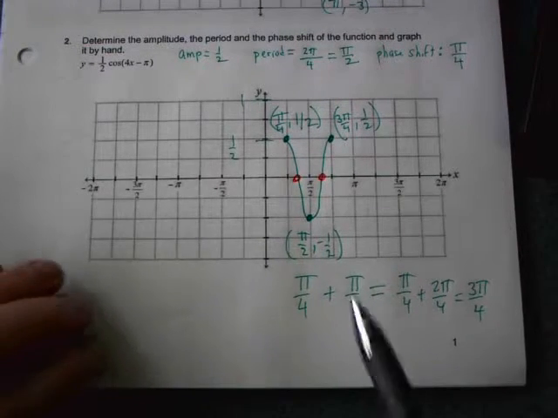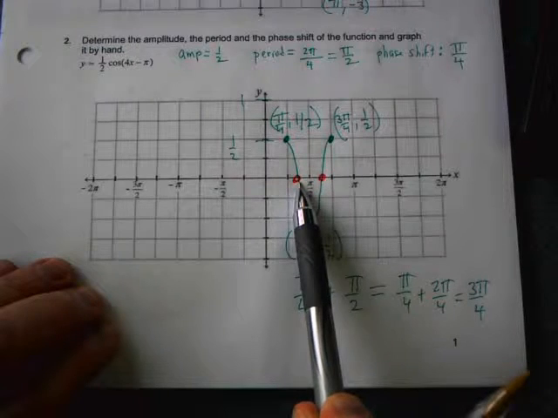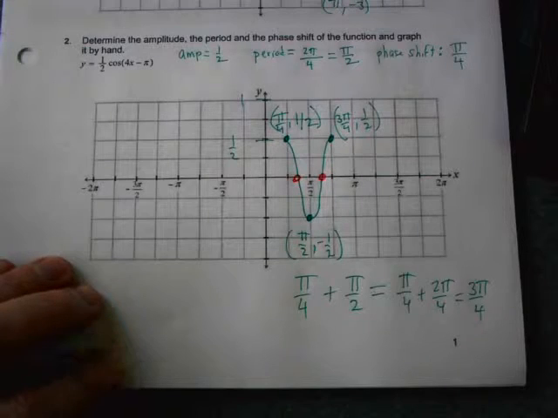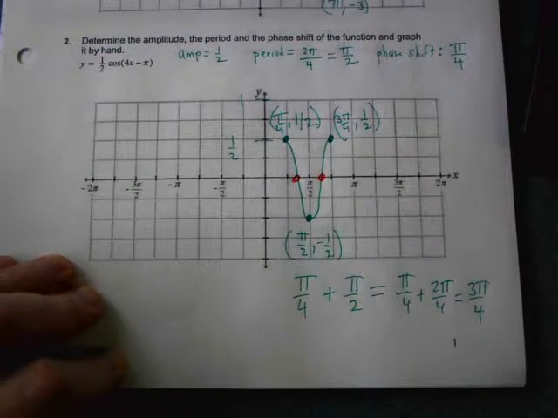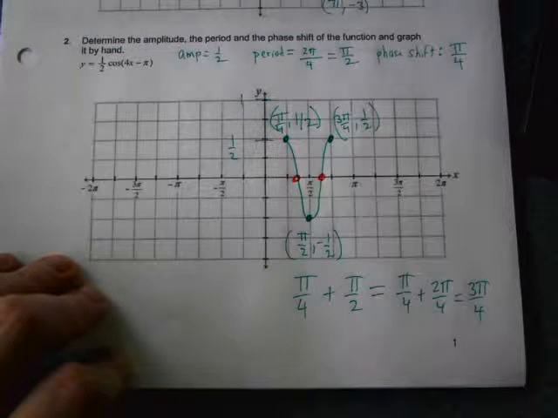Okay. Where is this intercept right here? Pi over 3. And how did you get pi over 3? It's in between pi over 4 and pi over 2, and I agree that pi over 3 is in between. But I don't think pi over 3 is the right answer. But you got the right idea.